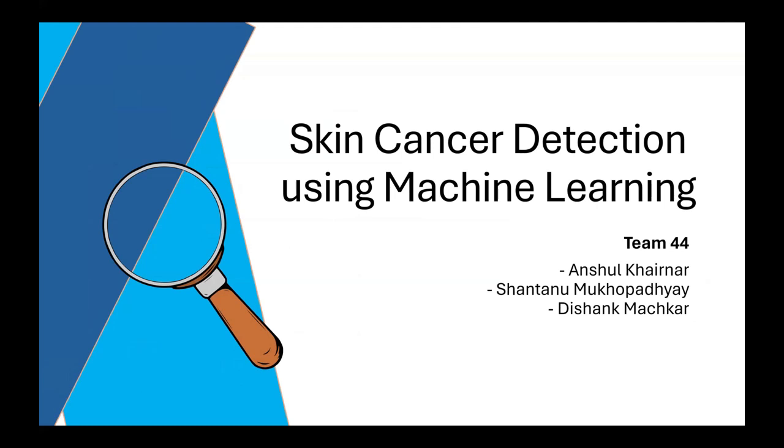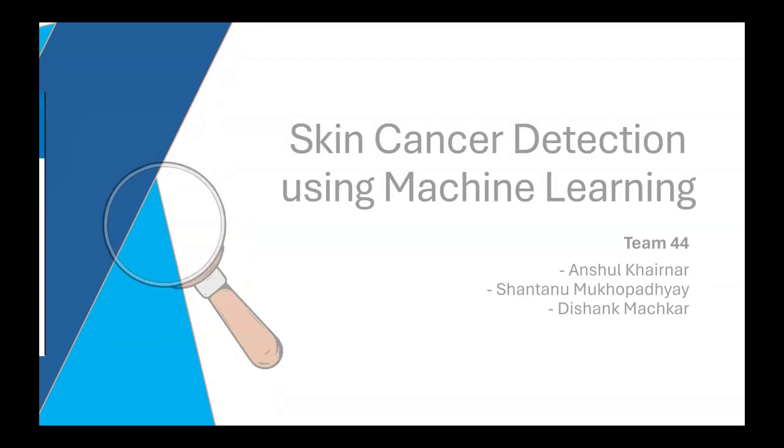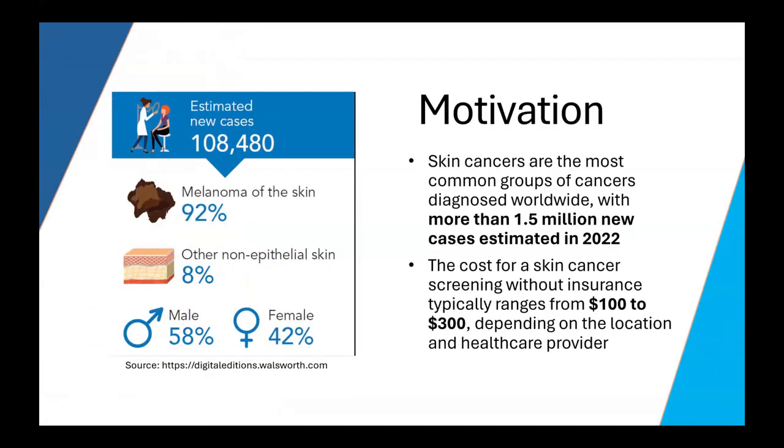This is a project on skin cancer detection using machine learning. We are Team 44. The motivation for this project comes from skin cancer being the most common group of cancer diagnosed worldwide, with more than 1.5 million new cases estimated in 2022. And the early detection of these types of cancers is very important.